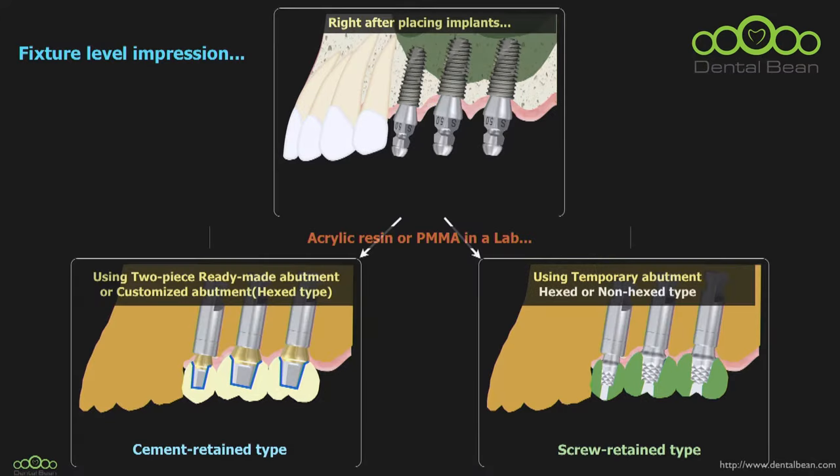And instead of it, I often make this kind of temporary restoration. As you can see in this slide, right after placing implant, you can just connect the impression coping to the fixture. And then take the fixture impression. And then after making a master model, you can make the cementing type using ready-made or customized abutment. Sometimes you can make screw-retained type using temporary abutment in the left side. And then I deliver this temporary restoration after about 2 or 3 days later.